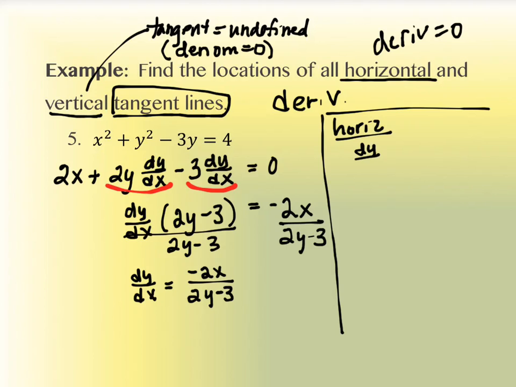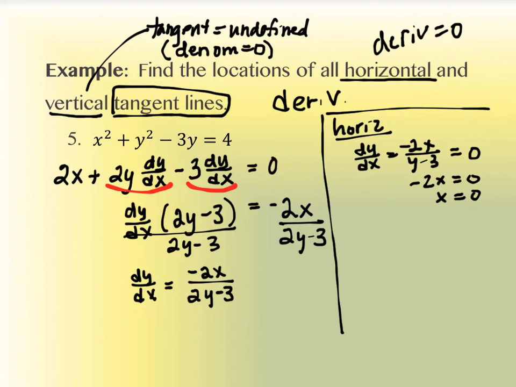So I want the dy/dx, which is negative 2x over 2y minus 3, to equal 0. How is this going to equal 0? Yeah, if the numerator in particular, right, Noah? If the numerator equals 0, and for this numerator that is x is equal to 0.